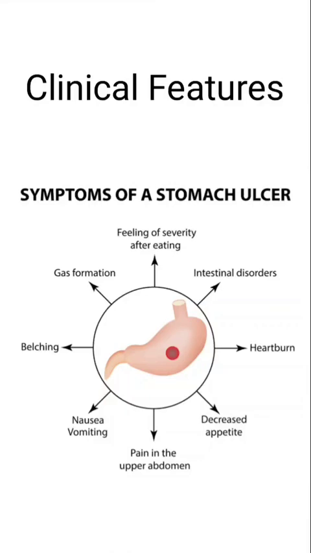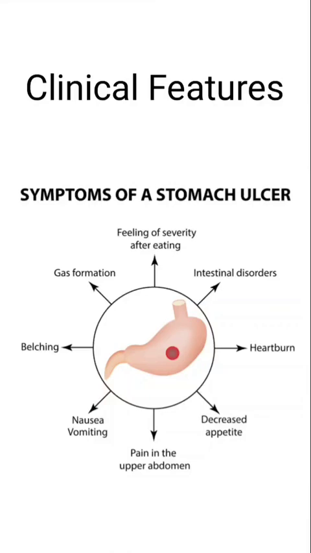Another clinical feature is nausea and vomiting, which may be present. Now, heartburn. Heartburn is also one common clinical feature. Now, why does heartburn happen? Heartburn is due to regurgitation of acid into the esophagus. So, this is known as gastroesophageal reflux disease. In simple words, GERD.